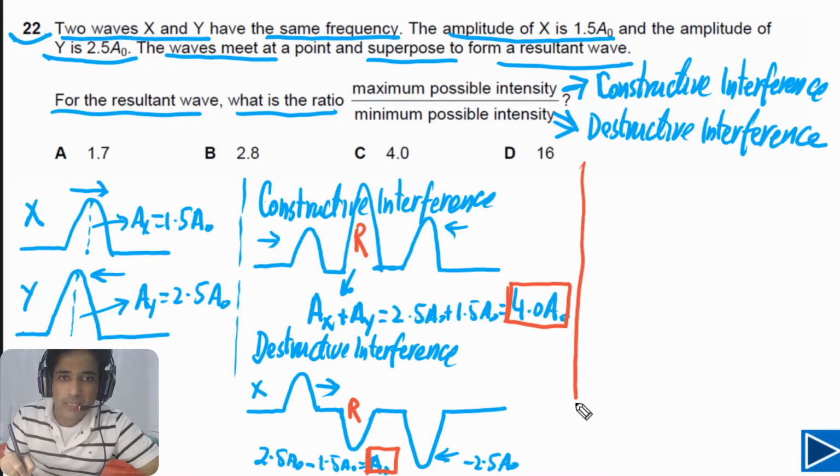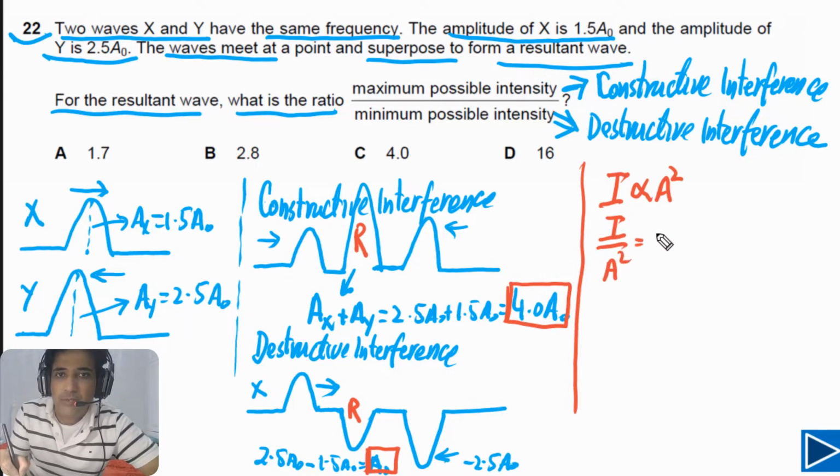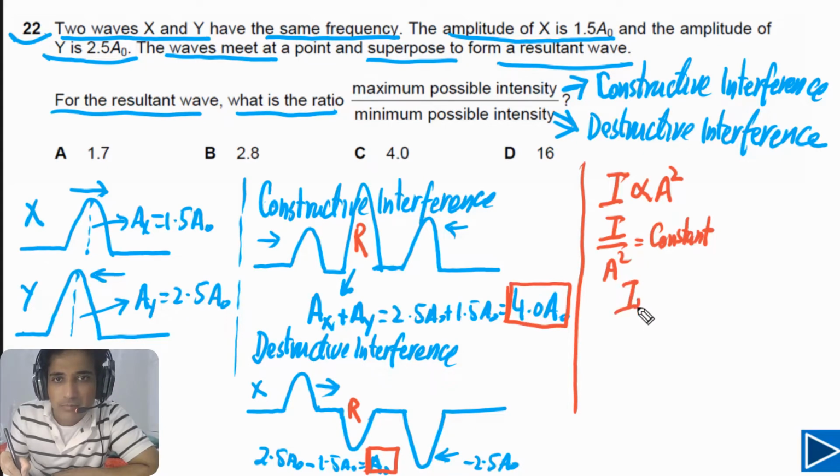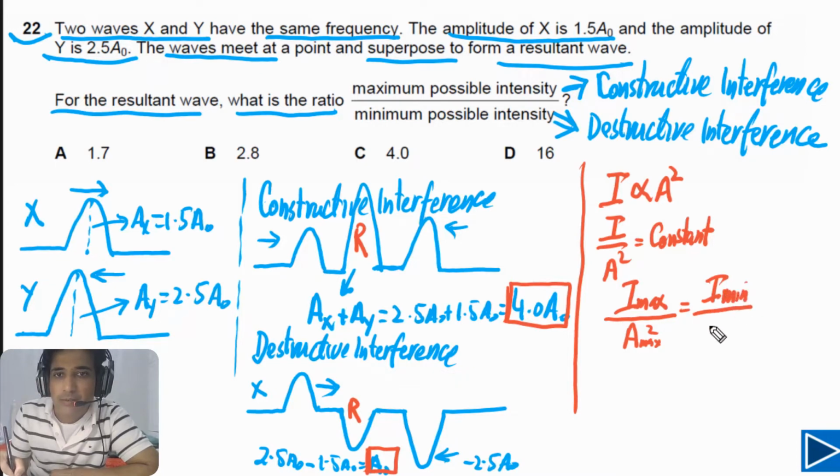Now we need to understand the relationship between intensity and amplitude. Intensity is directly proportional to amplitude square. Or simply we can say intensity over A square is equal to constant. So for the maximum we can say I max over A max square has to be equal to I min over A minimum square.